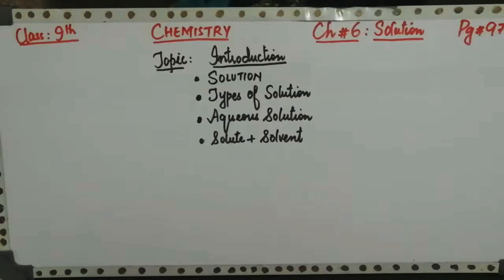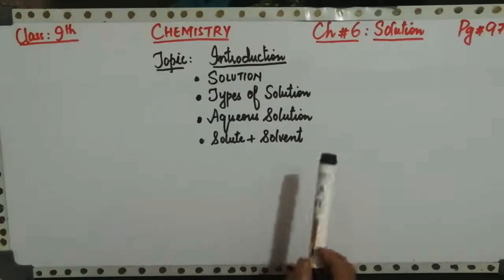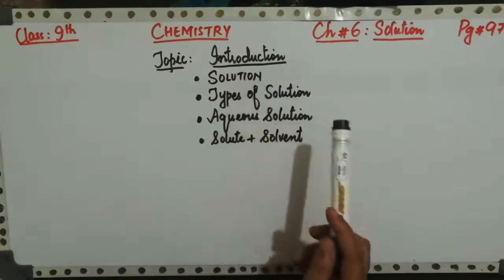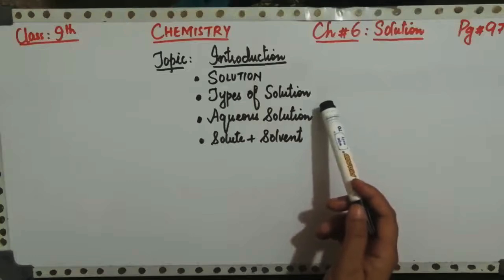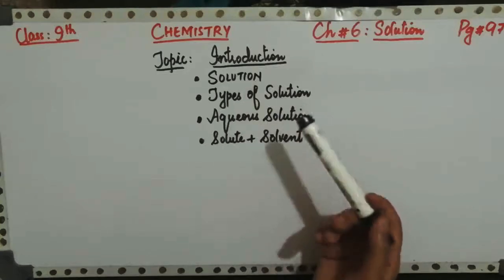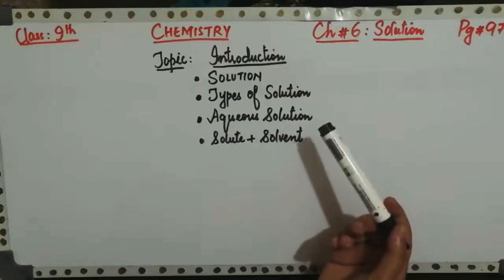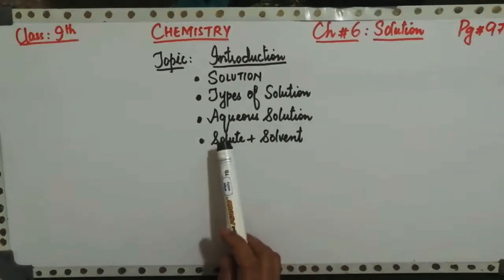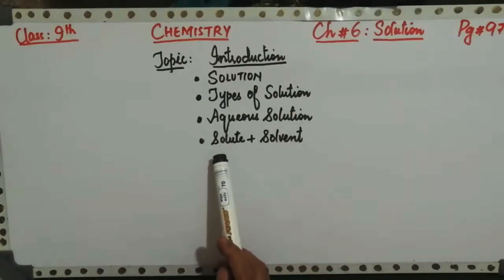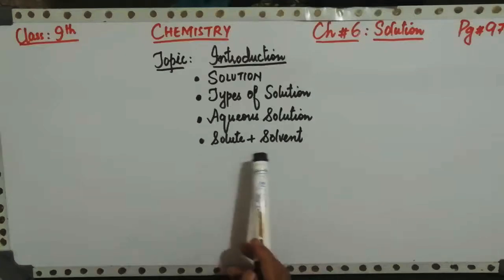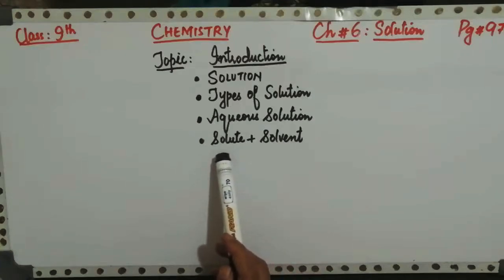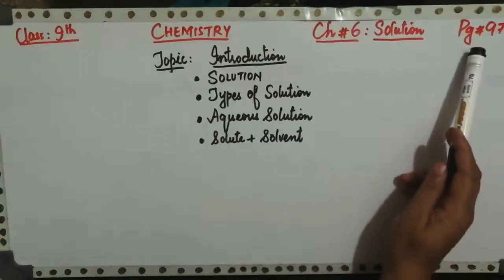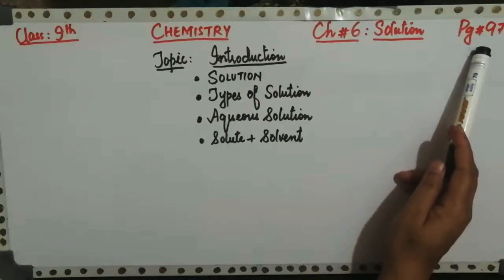Today we are going to start chapter number 6 of your textbook, and it is related to the chapter named solutions. Along with it, I am going to discuss some of the other topics like types of solutions, some of the basic concepts or terminologies which are used in this chapter, as well as other concepts like aqueous solution and the main terms which are used for the formation of solution, their components that are called solute and solvent. Along with it, you must remember that we are going to start this chapter from page number 97.